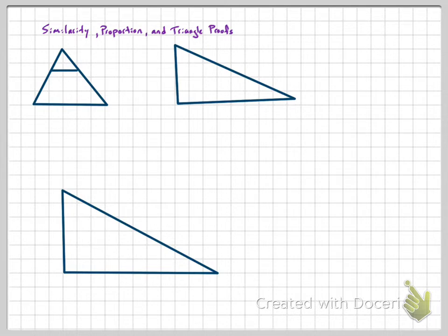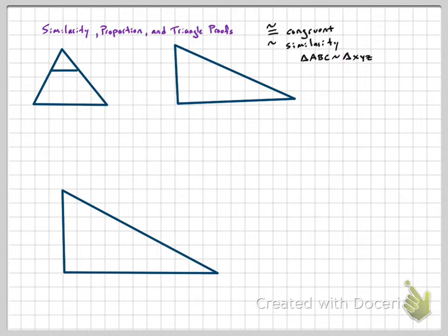So first things first, if you haven't noticed already, the symbol for congruence is kind of like an N with an equal sign underneath it. So that is our congruent symbol. The similarity symbol is just the N. So if I wanted to say that two triangles were similar, I could say triangle ABC is similar to triangle XYZ. Alright, so that's what that symbol means. Similarity.